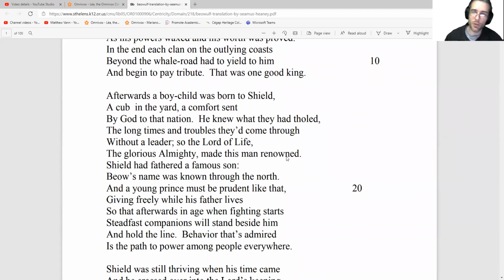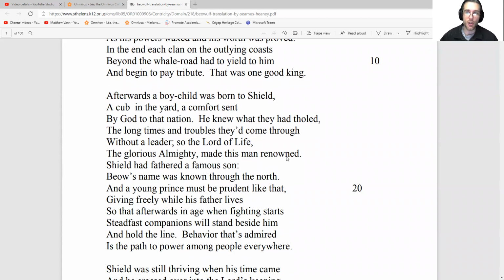Afterwards, a boy child was born to Shield. So we see this genealogical progression of all the people here. We're going generation by generation. This boy child was a cub in the yard. So he's like a bear. We can see that there's this promise of future strength that is just waiting to burst forth from him, a comfort sent by God to that nation. He knew what they'd told, the long times and troubles they'd come through without a leader. So the Lord of life, the glorious Almighty, made this man renowned.